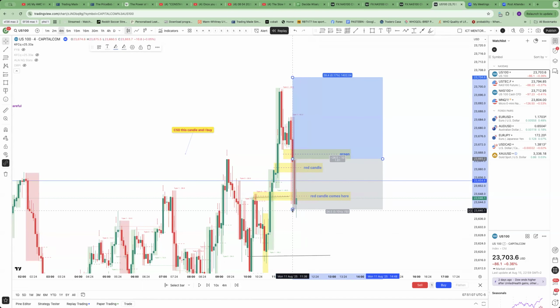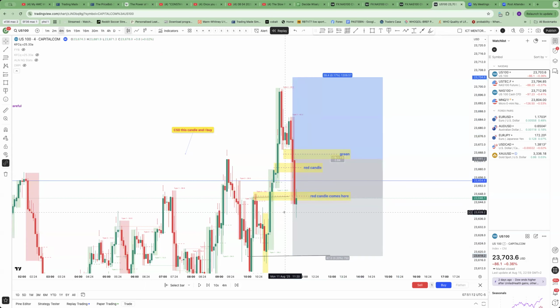Price gets there. It has not taken us out, but I'm observing. I've lost my confidence in this trade.